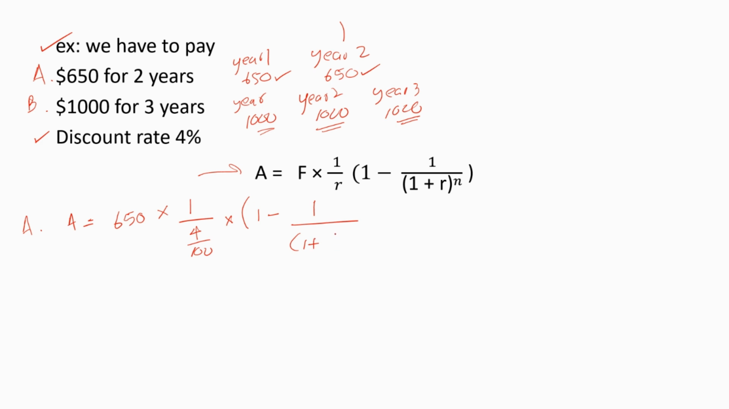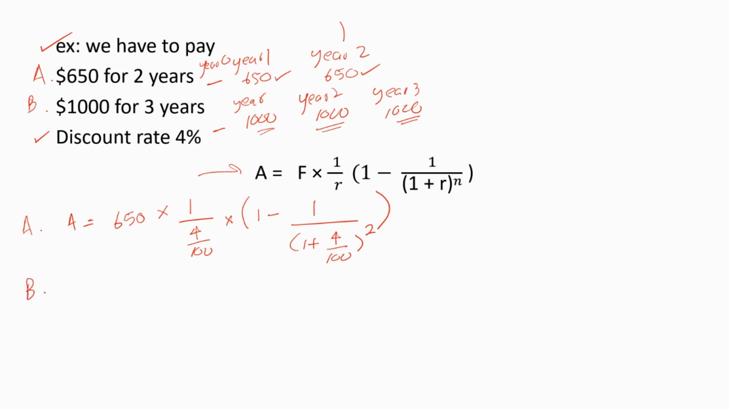Again we have to convert the percentage into decimal. So 4 over 100, N. N is the number of years or number of payments. We have to make 2 payments. So N is 2. Always remember, when it comes to annuity, there will be no cash flows at year 0. Starting from the year 1, there will be cash flow.